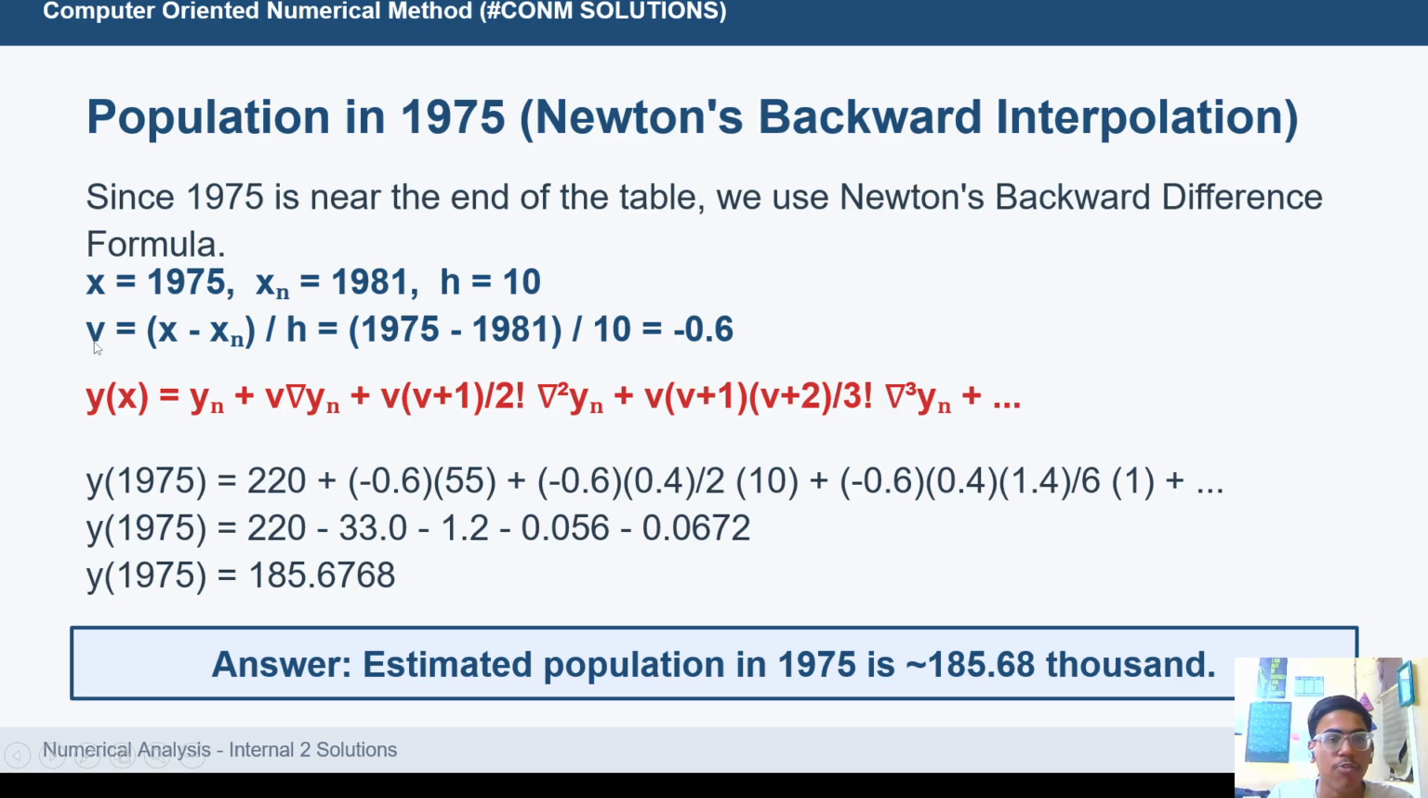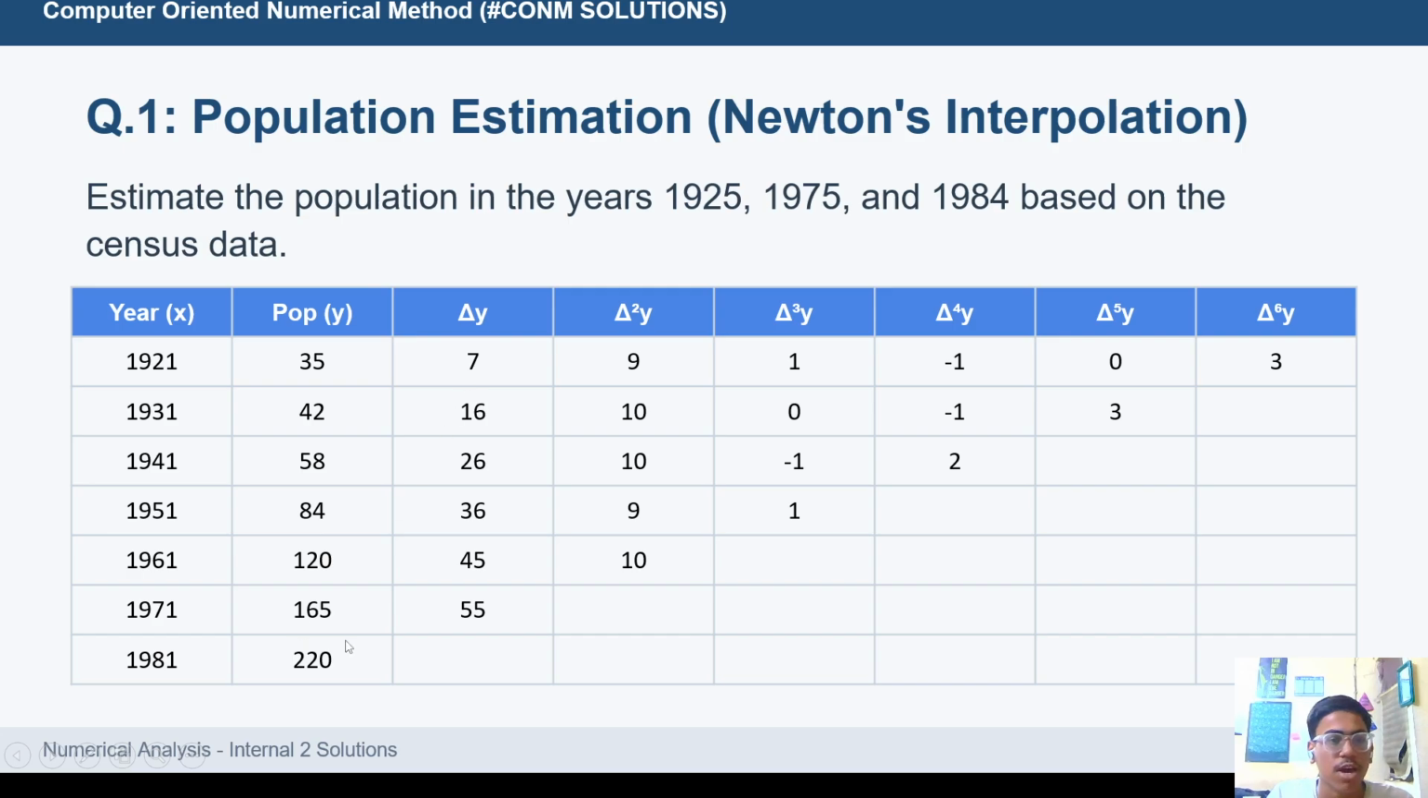So here we will put the value of v. v is x minus xn by h, where h, the step size, is 10. xn is the last value, that is 1981, and x is the value for which the population needs to be found. So we'll put these values in the formula. y of n is the last value, y of n is 220.